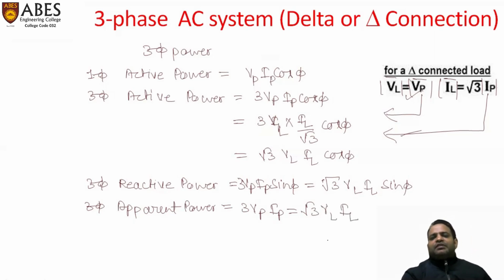So in such a way, we can find the relationship between voltage and current of line and phase quantities, and correspondingly the power. In the next lecture, we will discuss the numericals of delta connection.